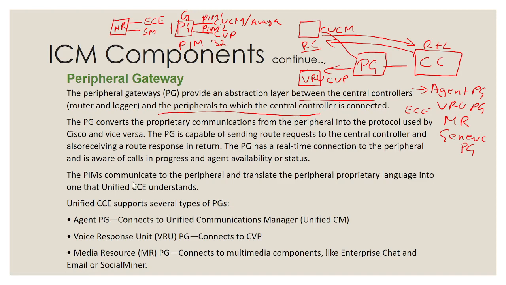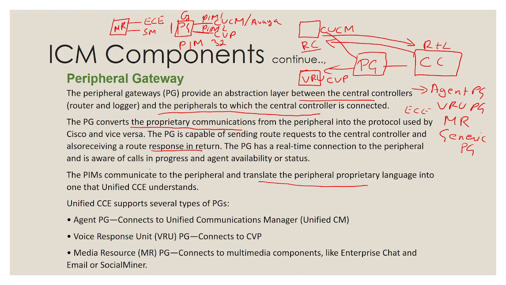Let's see some theory that is here. The PG converts the proprietary communication from the peripheral into the protocol used by Cisco. That is nothing but it converts the messages of the peripherals to the language that the central controller understands. The PG is capable of sending route requests to the central controller and also receiving a route response. The PIMs communicate to the peripheral and translate the peripheral proprietary language into what UCC understands.